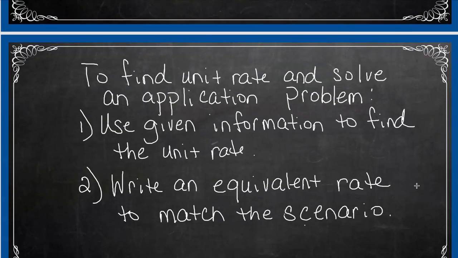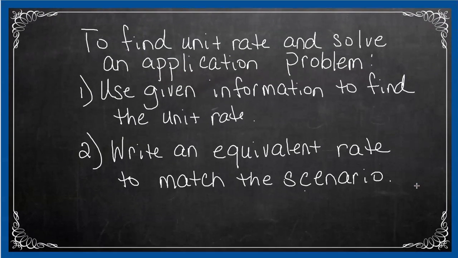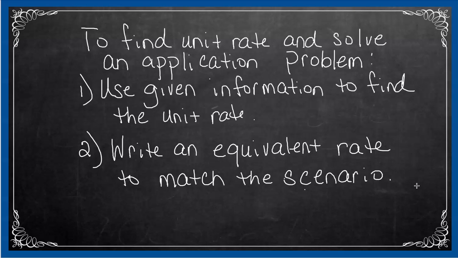So let's talk about the steps to finding a unit rate and solving an application problem. The first thing, anytime you're trying to solve a problem in math, you want to use what you've been given. So use what you know to find the unit rate. And then number two, write an equivalent rate so that it matches the scenario. Now the scenario would be the word problem itself. So whatever your scenario is, you need to use your unit rate and then take the rest of that information and solve the problem. I'm giving you the steps, but when I show you the problems, it's a whole lot easier than reading the steps.